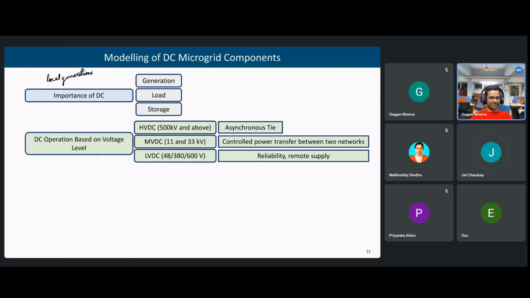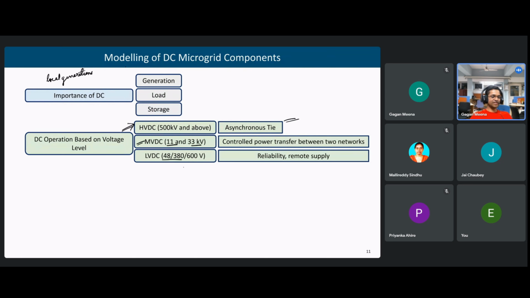So we have DC at different voltage levels. Right now we have these HVDCs at above 500 and above 800 kV. HVDC, we use them for asynchronous ties, so we are connecting our regional grids using these HVDC lines. Then we have MVDC at 11 and 33 kV.